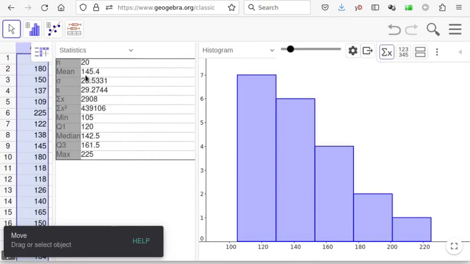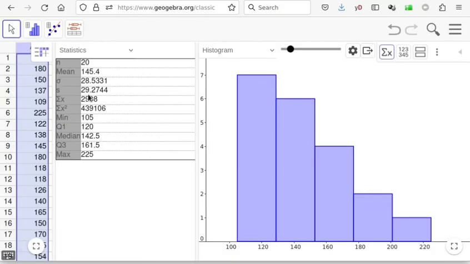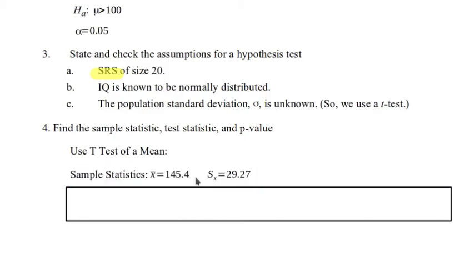So it tells us that the mean is 145.4 and that the sample standard deviation is 29.2744. So let's put that information in. So there's our sample statistics, the sample mean 145.4 and the sample standard deviation.